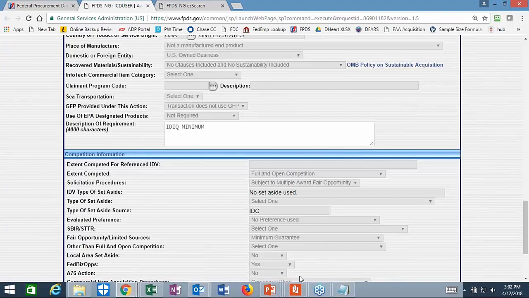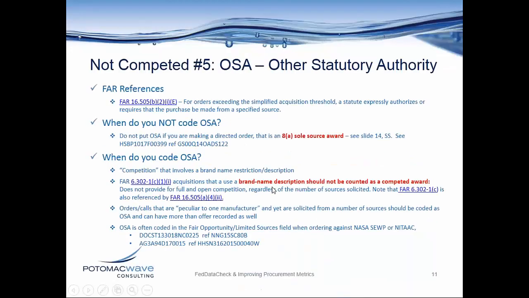All right, I'm going to go through one more, and that's it. I didn't get too many poll questions here either. I have a poll one that we can do. Let's see. We'll get one right after this. We'll end up with a poll question. OSA, other statutory authority. This will be the last one. Take about another 5-10 minutes and we'll wrap it up here.